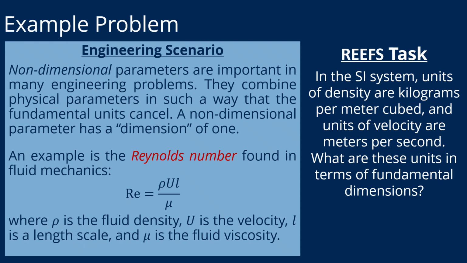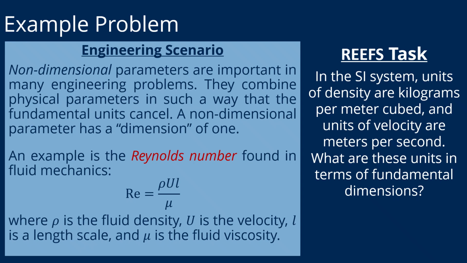Let's get to our example problem. Non-dimensional parameters are important in many engineering problems. They combine physical parameters in such a way that the fundamental units or dimensions cancel. Therefore, a non-dimensional parameter has a dimension of 1. An example is the Reynolds number found in fluid mechanics.